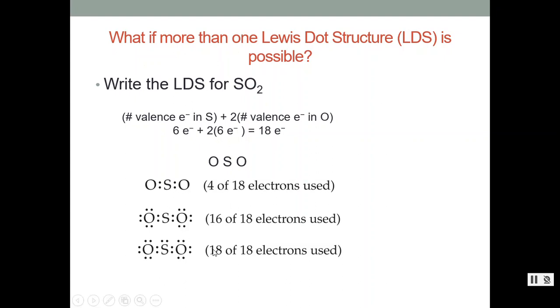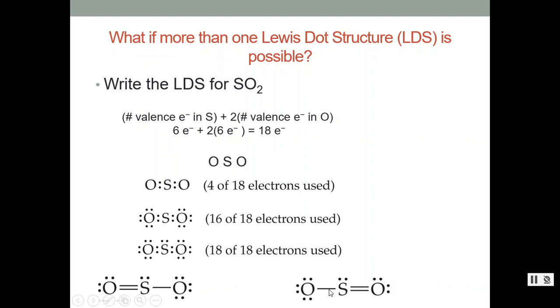I've used 18 of my 18 valence electrons. My oxygens are certainly happy with 8 valence electrons. But my sulfur is not very happy. It only has 2, 4, 6 valence electrons. So we're going to look to see if we can share any lone pairs from an outer atom, and I see that there's 2 possibilities here. I could share a lone pair from the oxygen on the left, but I could also share a lone pair from the oxygen on the right. So which Lewis dot structure is correct?